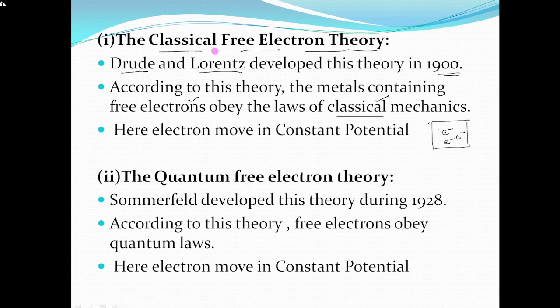So, this is about classical free electron theory, developed by Drude and Lorentz. According to this theory, electrons obey classical mechanics and electrons move in constant potential.